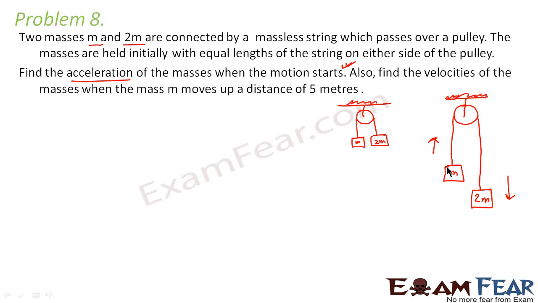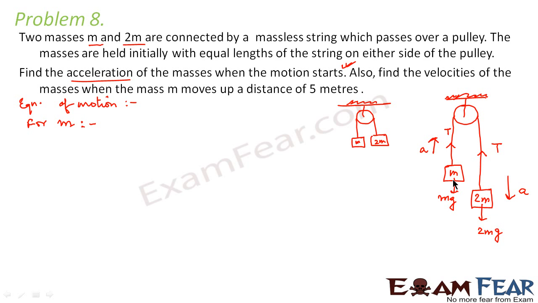The first thing we'll do is draw the free body diagram for both the bodies. For this mass, there will be mg acting downwards. Since the mass here is 2m, it is 2m into g. Tension will be acting along this direction. Again in this case, it will be mg and this will be tension T. Let us suppose the acceleration is a. Even here it is a, so one is moving down, the other is moving up. So let us write the equations of motion for both the masses.